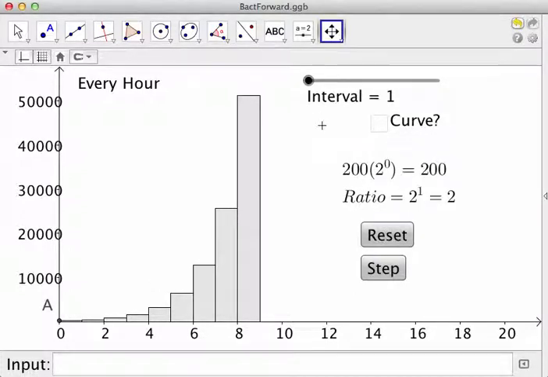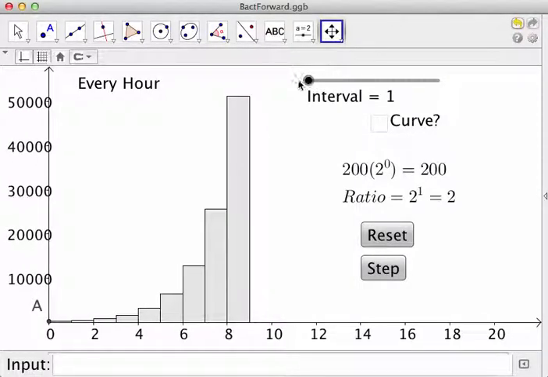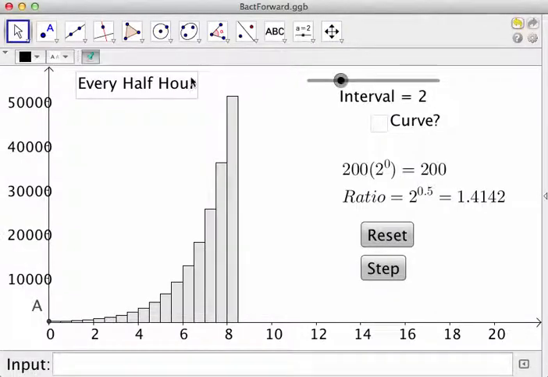Well, what if we decided, let's see what it looks like every half hour instead of every hour? Well, what we can do is we can set this interval. So now it's measuring every half hour, and you can see that suddenly we have twice as many bars. And the ratio now, going from half hour to half hour, is no longer doubling. It's increasing by 2 to the 0.5 because half hour is equal to 0.5 hours. And that's 2 to the 0.5 power, which is the square root of 2, which is about 1.4142.